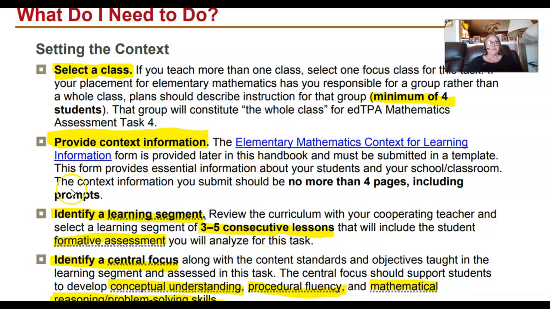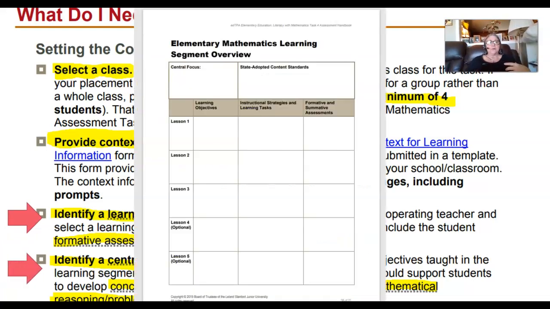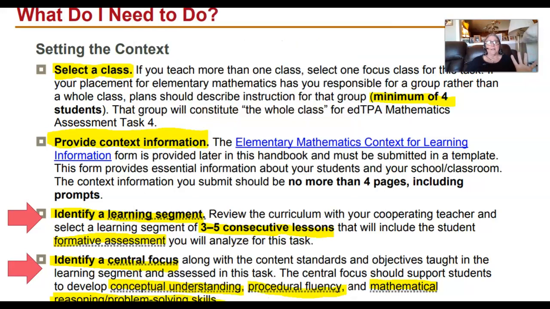So there is a context for learning that you're going to complete. Then there's a learning segment. Now, this learning segment you're going to describe, and you're going to describe it in this right here. And this is one of your templates that's provided. But that learning segment is going to be 3 to 5 consecutive lessons, and it can be taught by you or it can be taught by your mentor.